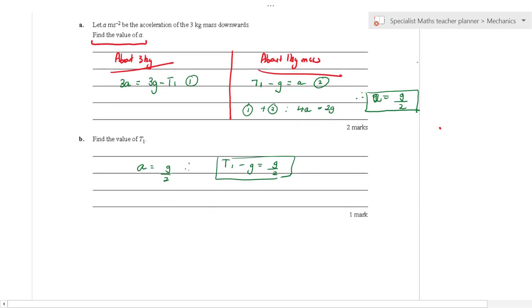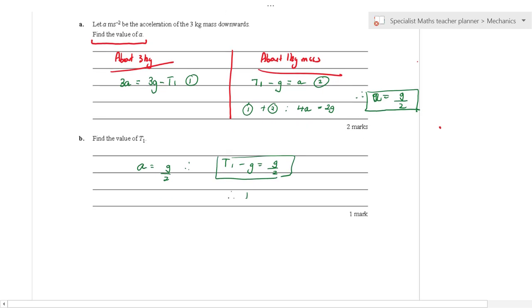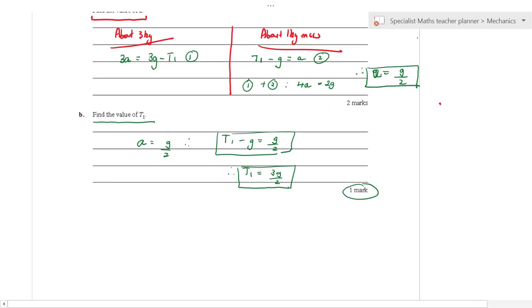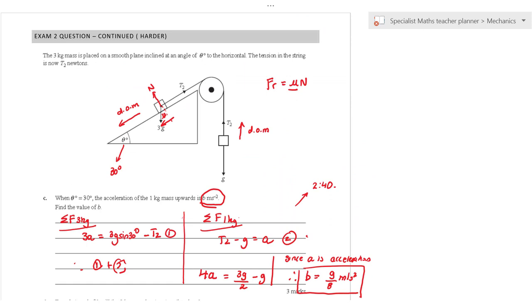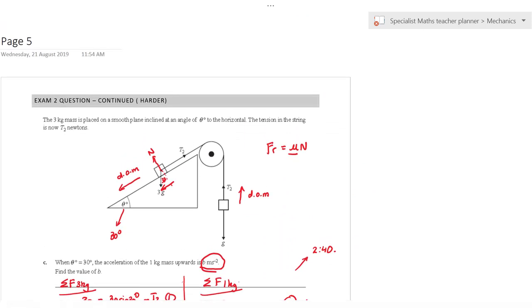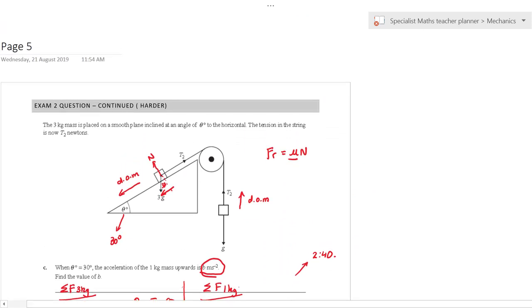I'm just trying to do this as fast as I can. So therefore, T1 is equal to G plus G on 2, which is 3G on 2. No need to show working, because it's worth 1 mark and it does not say show. You can just simply write the answer if you are swift enough. Now we're starting to get to things which are a little bit harder.